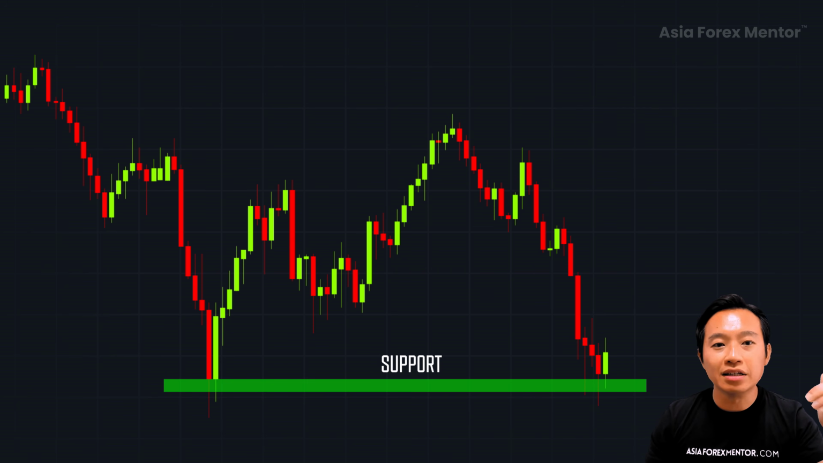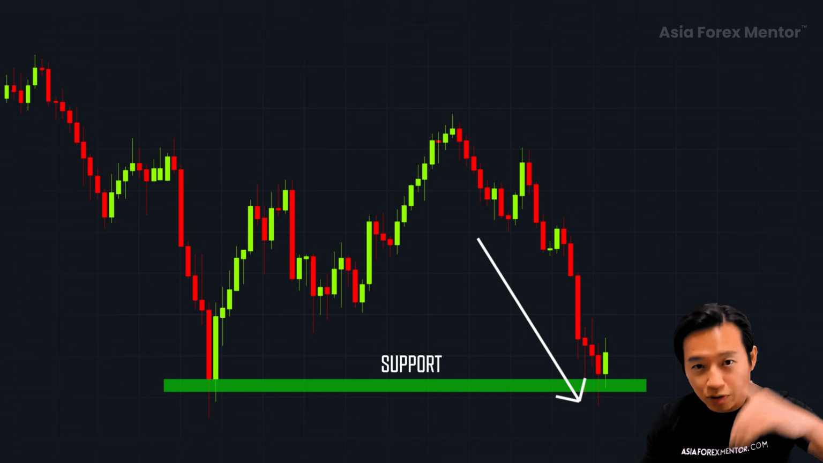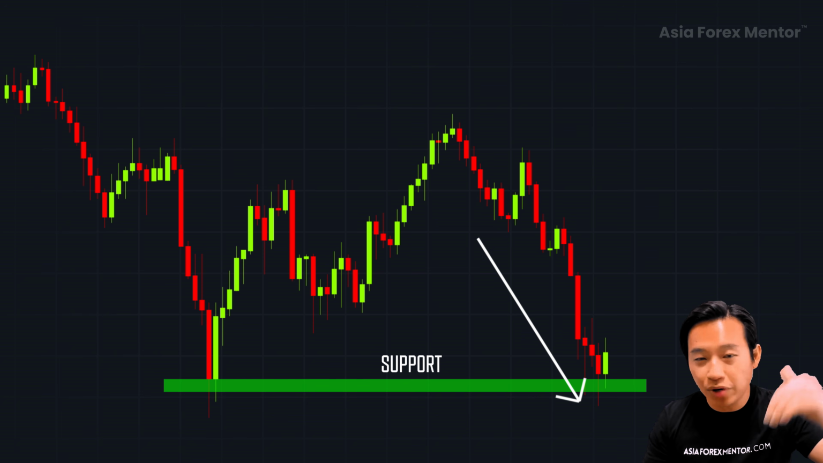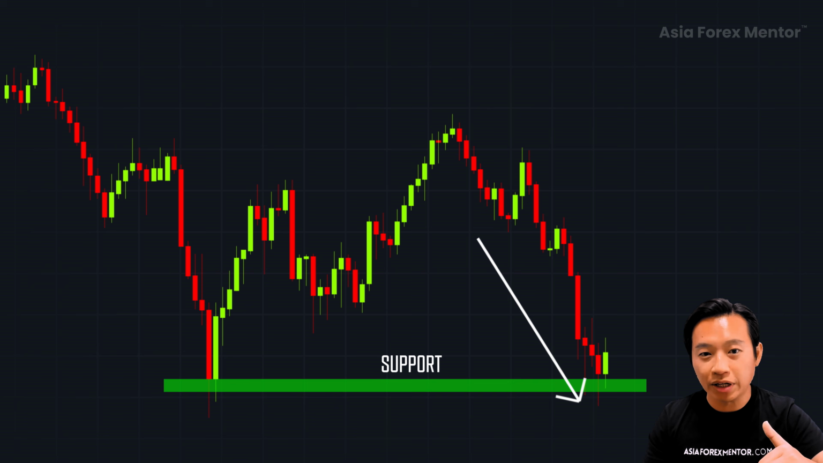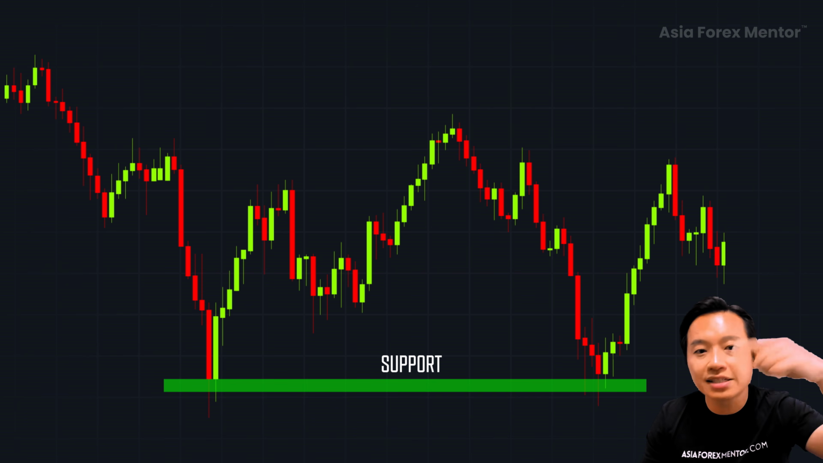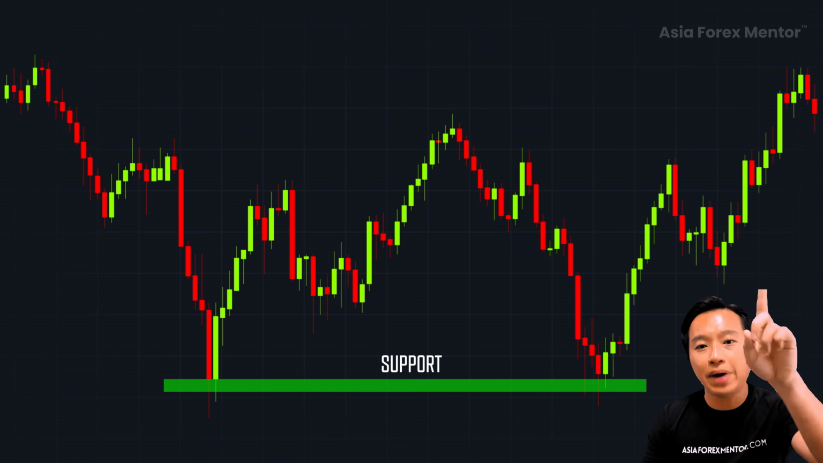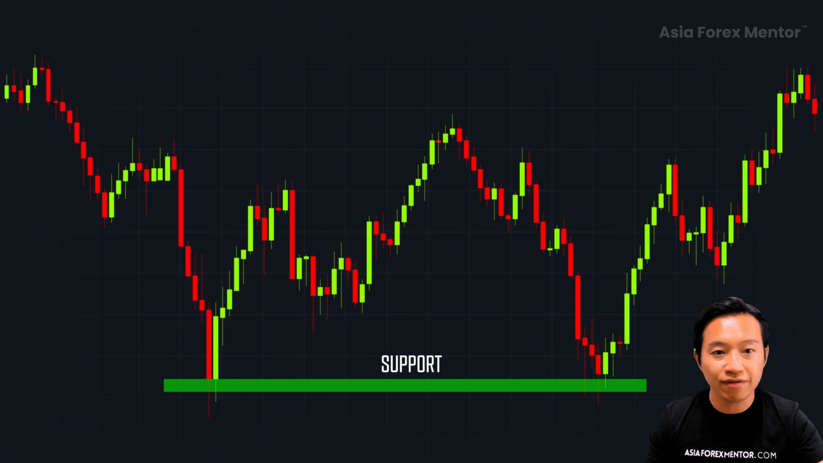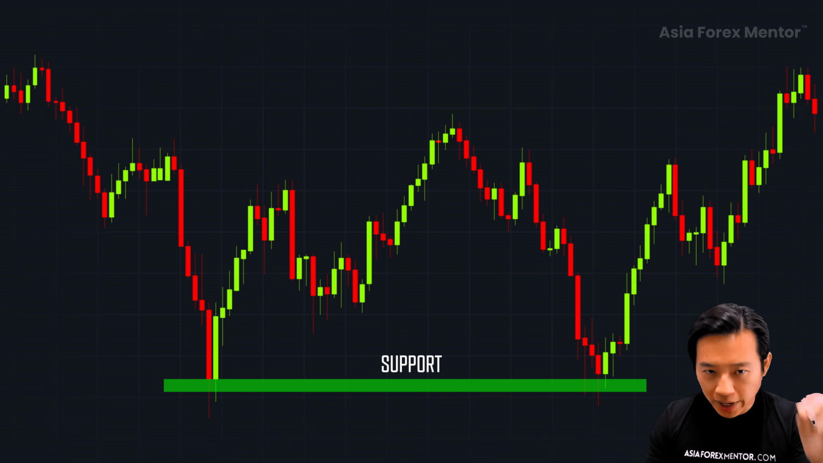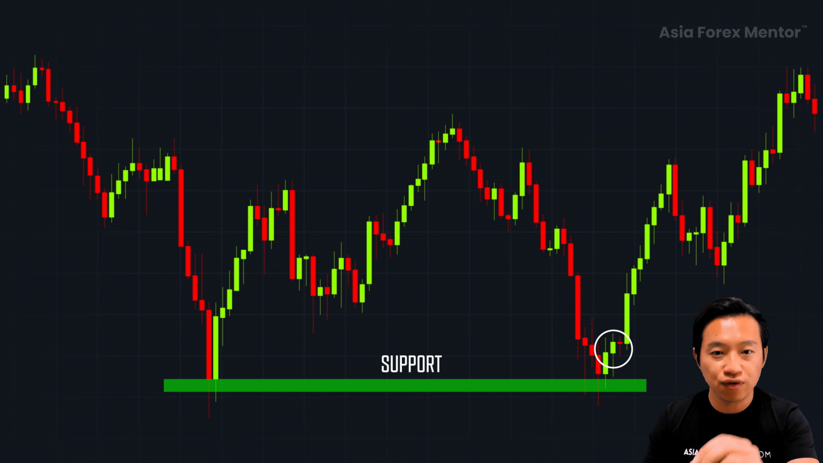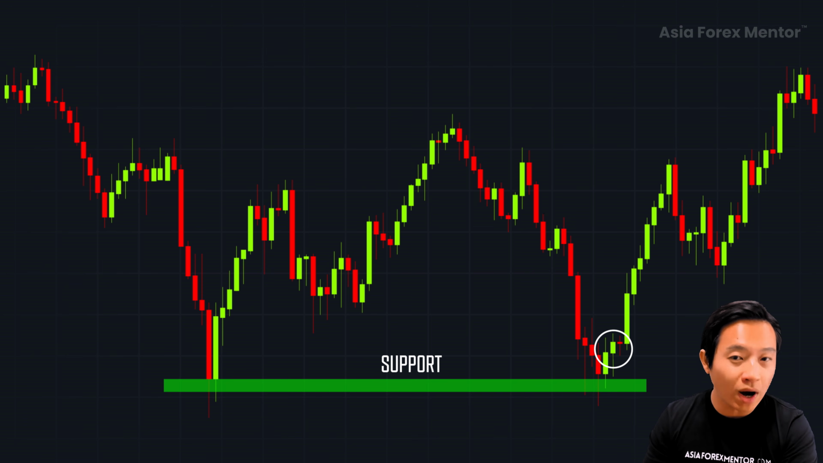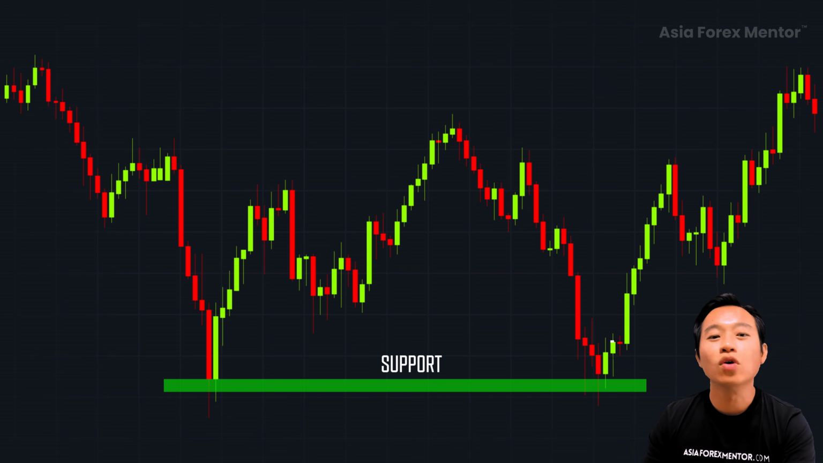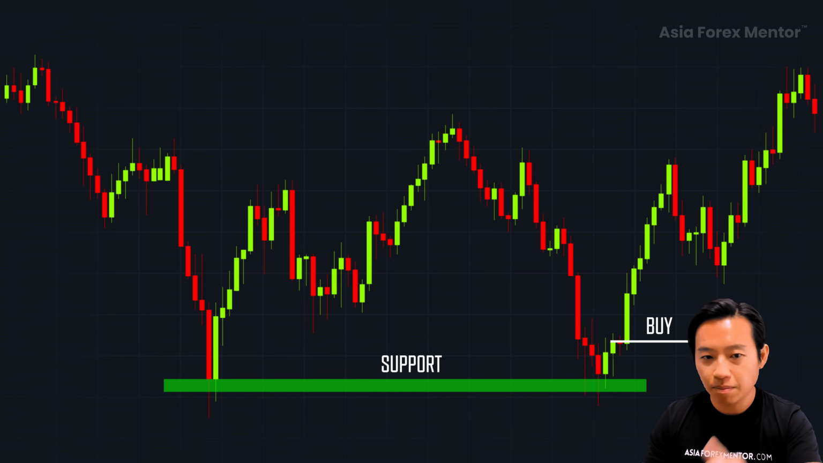So after that, the sellers initially tried to drive the price down, right? Even breaking through the support level at one point. But then the buyers step in, pushing the price back up and even getting past that first red candle. So then you can wait for the next candle to form if you want a stronger confirmation. If it turns out to be another green candle, that's a good sign. So then it will be a great time for you to go for a buy position.